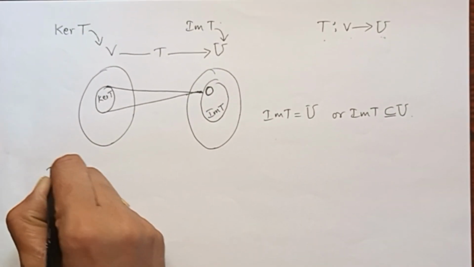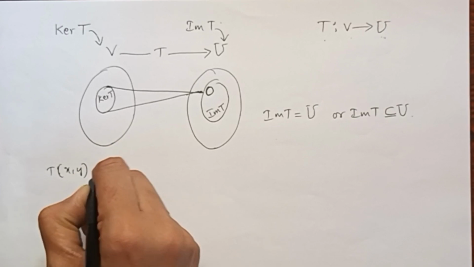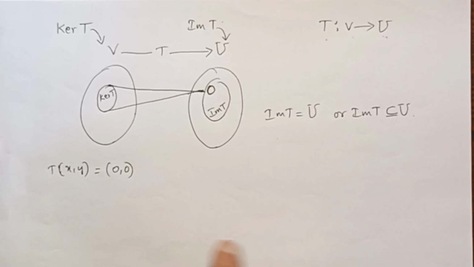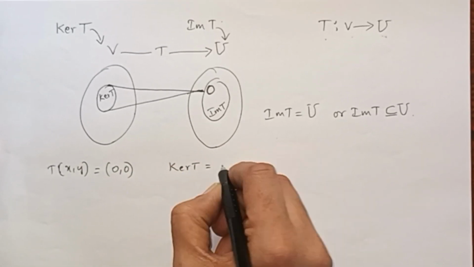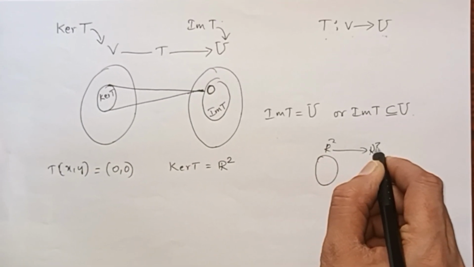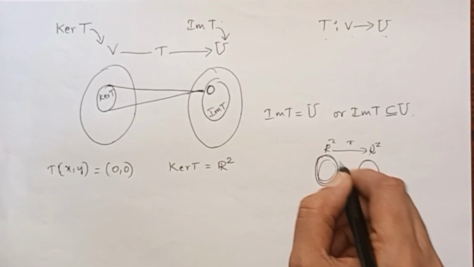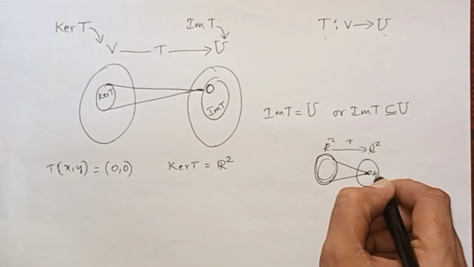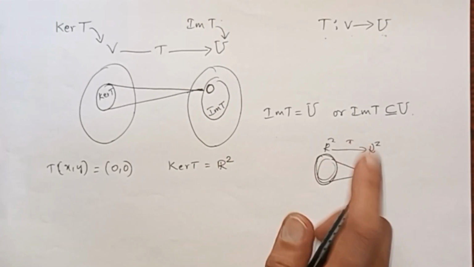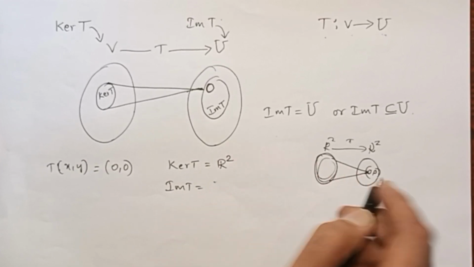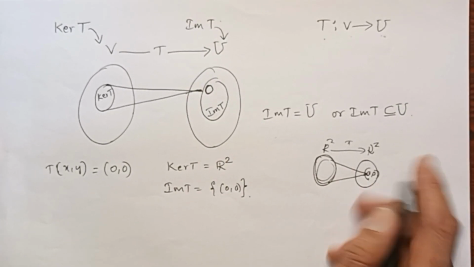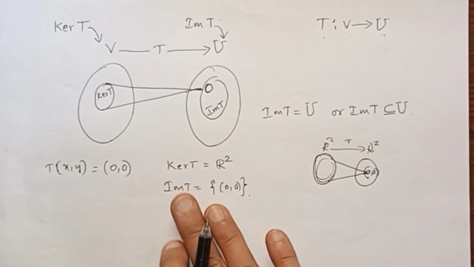See, for example, if there is a transformation T of x comma y from R square to R square, where every element gets mapped to 0, then what is its kernel? The kernel of T is nothing but the whole space R square, because this whole vector space gets mapped to only one element, which is 0 comma 0. So the kernel of T is the whole plane R square. And the image of T means which element has got a pre-image. So it is only 0 comma 0. Only this 0 comma 0 has the pre-image. That is the meaning of image of T.